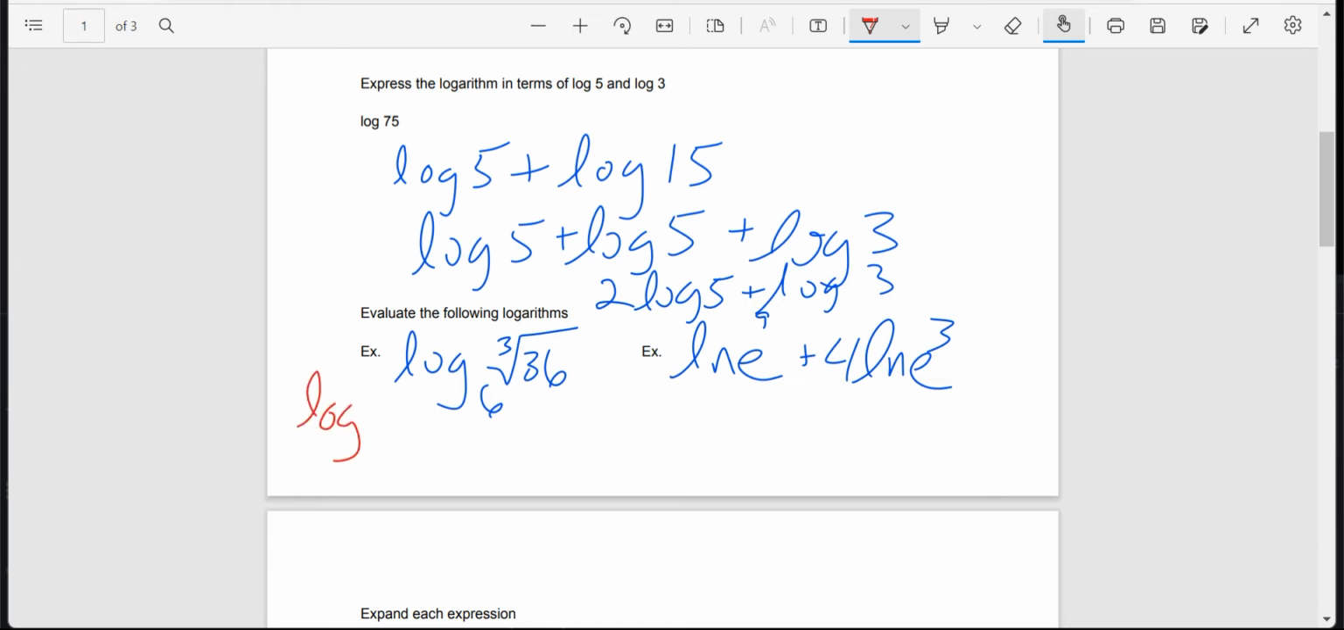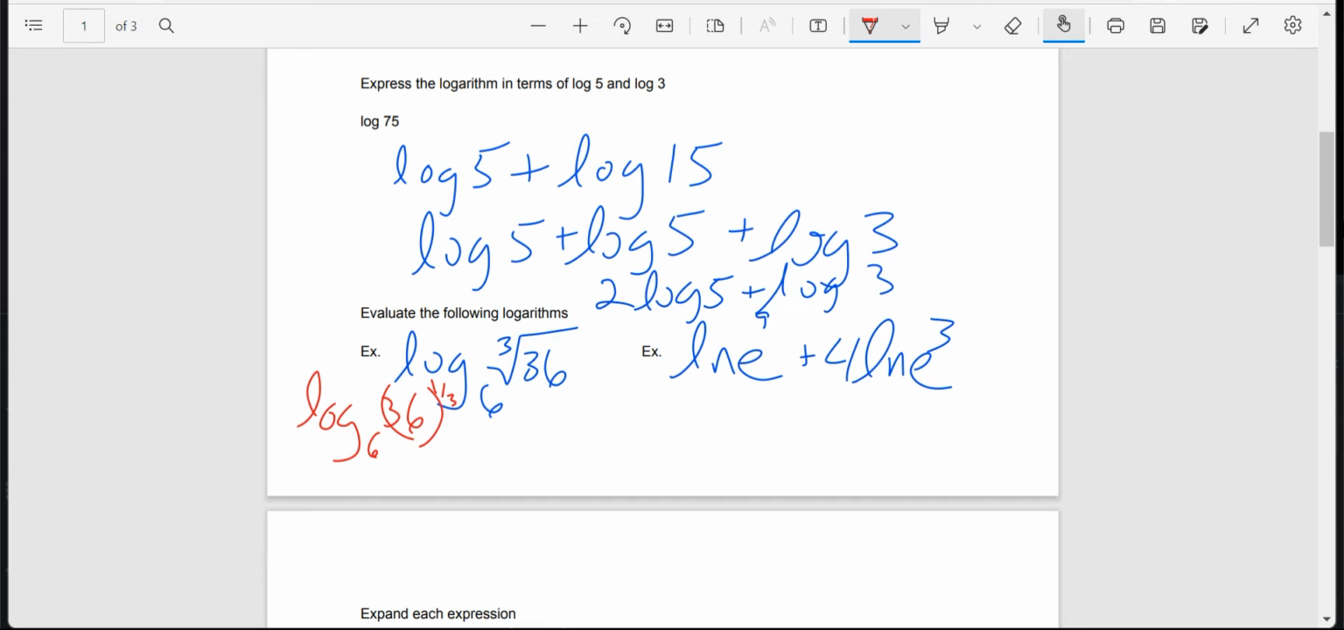So I see third root, and right away, I'm going to make it a 1/3 power. Because anytime you see square root, it's 1/2 power. So I'm going to do 1/3 power, and that's just to the 36. Now I'm going to say this a couple times here. There's multiple ways you can do this and still get the right answer. But what I need from you is to show some kind of steps of using the properties.